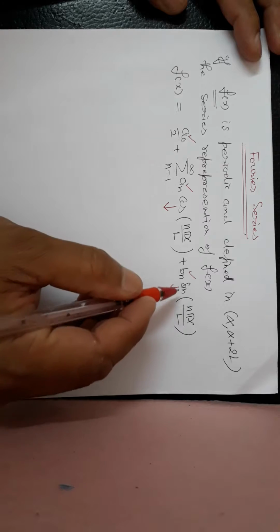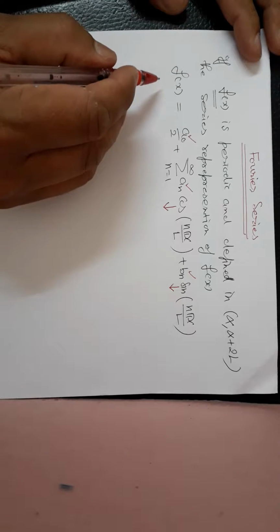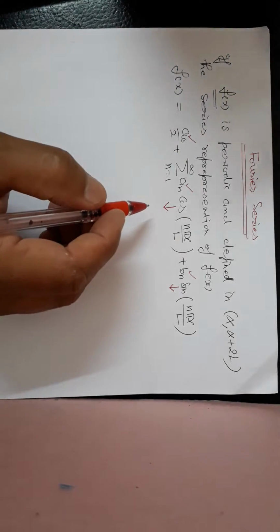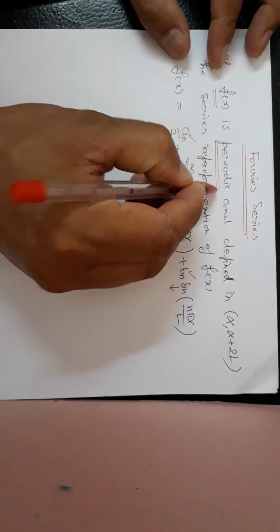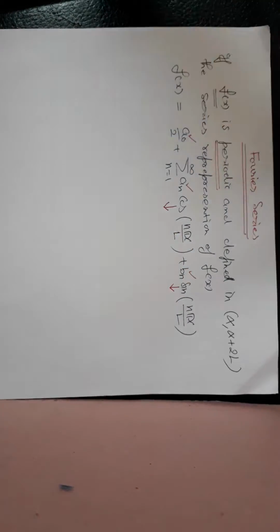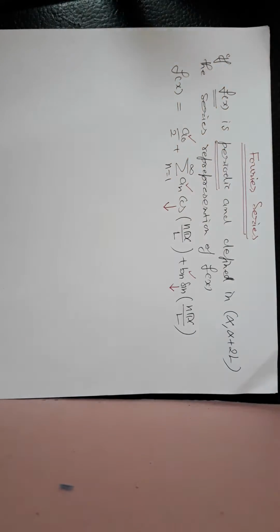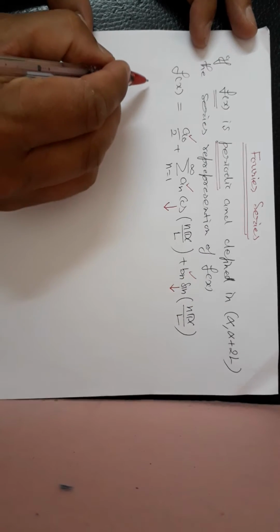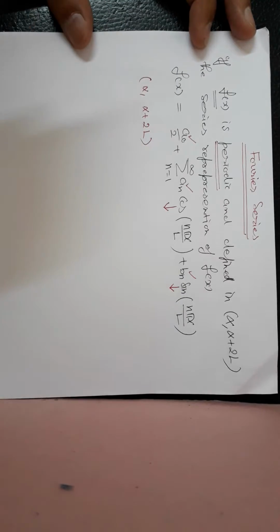Also, because sine and cosine functions are periodic, therefore function f(x) is also periodic. So if f(x) is a periodic function, this is the must condition. Then f(x) can be represented as a Fourier series of this type. Now here we have chosen the interval alpha to alpha plus 2l.